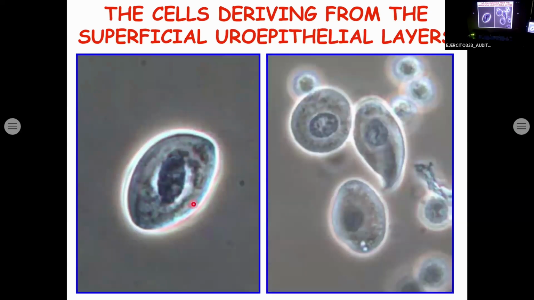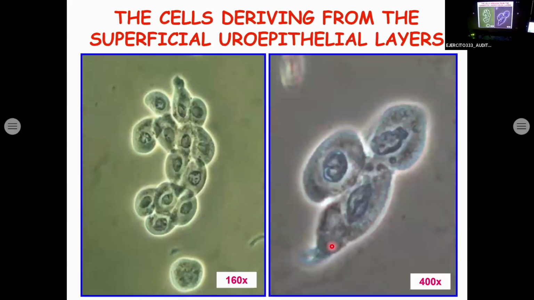Here we have other examples. Here is an ovoid superficial uroepithelial cell. Here are other examples. And here we have two clumps at small magnification and high magnification, okay? So two different main types of uroepithelial cells, deep and superficial.